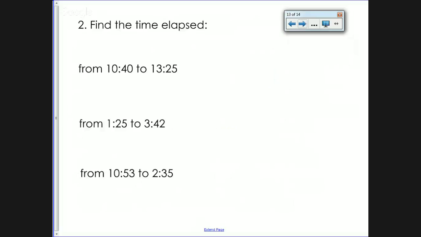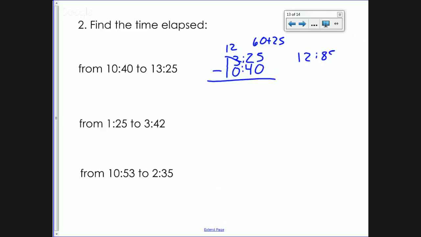Find the time elapsed from 10:40 to 13:25. So here's an example of 24-hour clock being used. So 13:25 is the larger time, goes on top. Take away the smaller time, which goes on the bottom. We need to borrow because we don't have enough minutes. So that becomes 12. And then we look at 60 plus 25. And now we are able to subtract as usual.